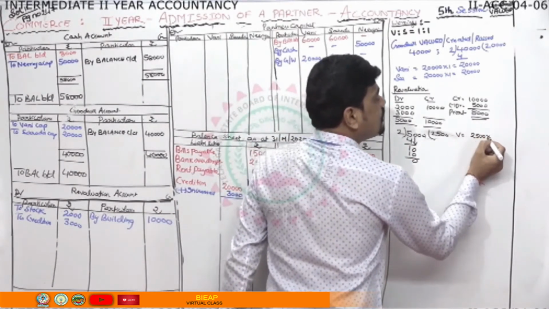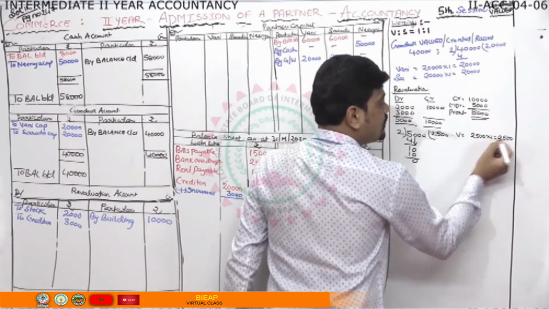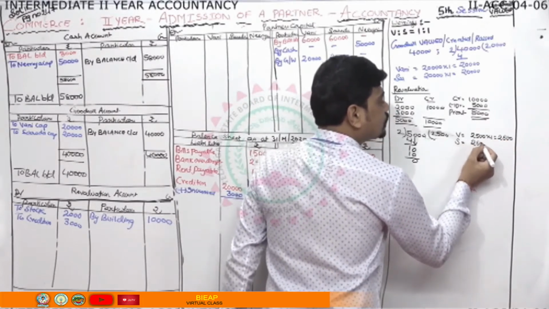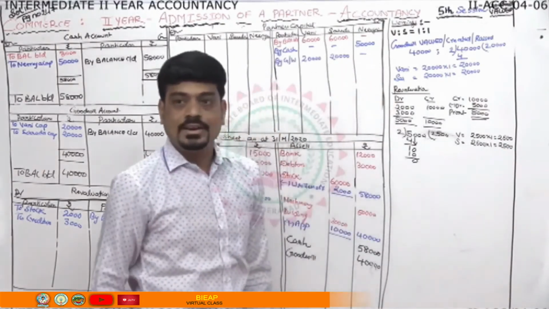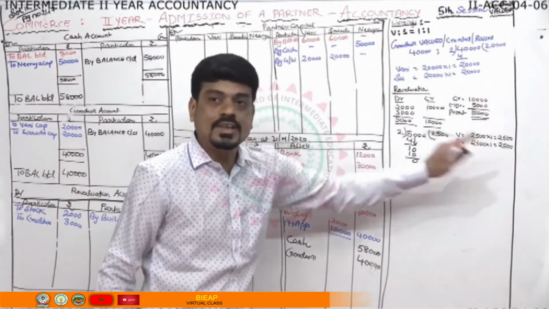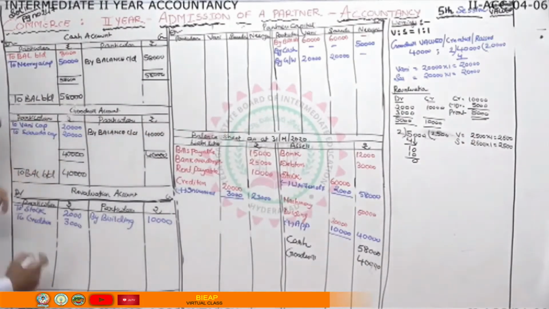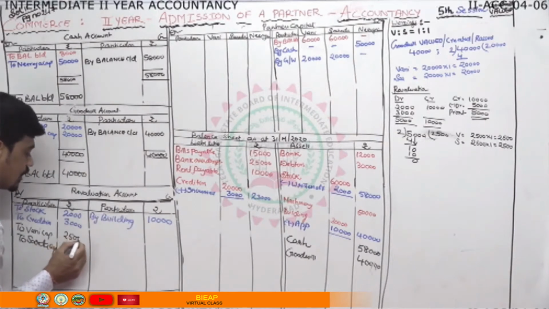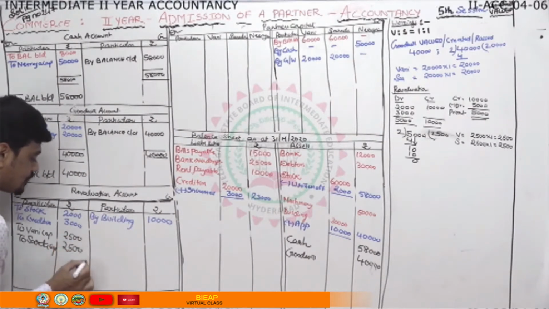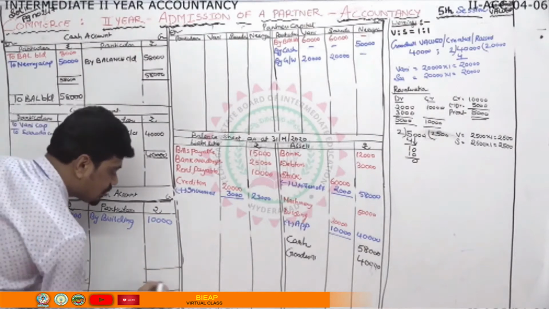Vani, 2,500. Sharada, 2,500. So each got 2,500. So we'll post it. To revaluation account debit to partners. So to Vani capital, to Sharda capital. Each is getting 2,500, 2,500. Revaluation is closed with 10,000.